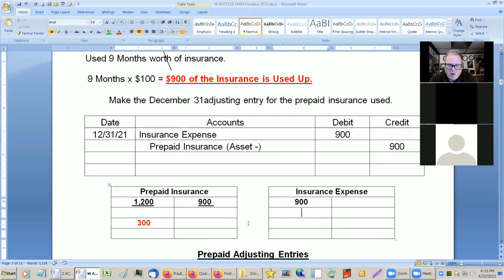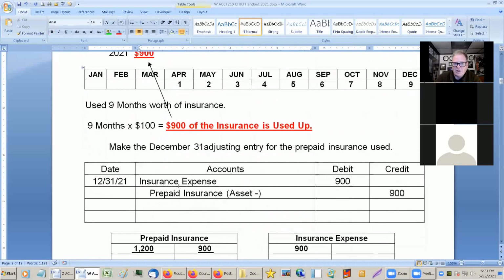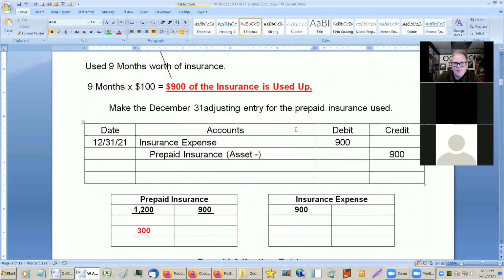But notice also there's no cash. Why? The cash has already changed hands. The cash changed hands on April 1st. So there is no cash down here. The cash is already gone.